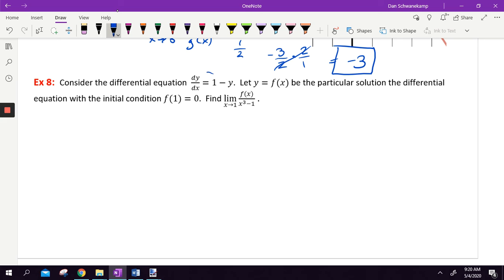Consider the differential equation, dy over dx is that. That's my differential equation. Particular solution with f of 1 equal to 0. Find the limit as x approaches 1. Cool, I see a fraction. There's a good chance I'm going to need L'Hopital's rule, so I'm going to write it out. Limit as x approaches 1 of f of x, over the limit as x approaches 1 of x cubed minus 1.